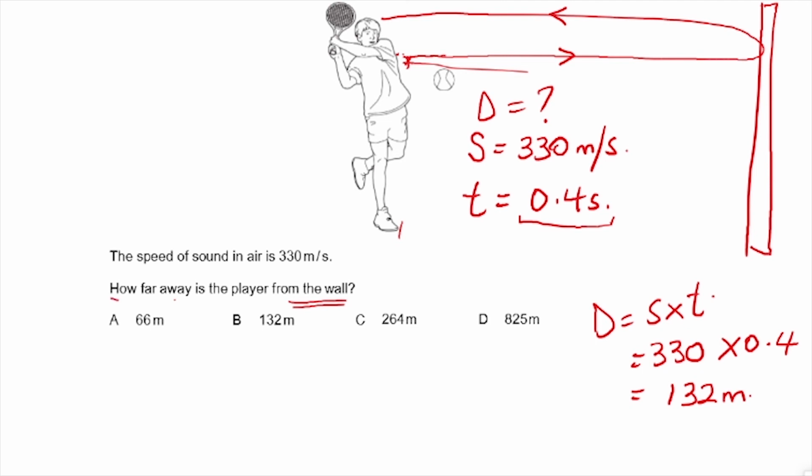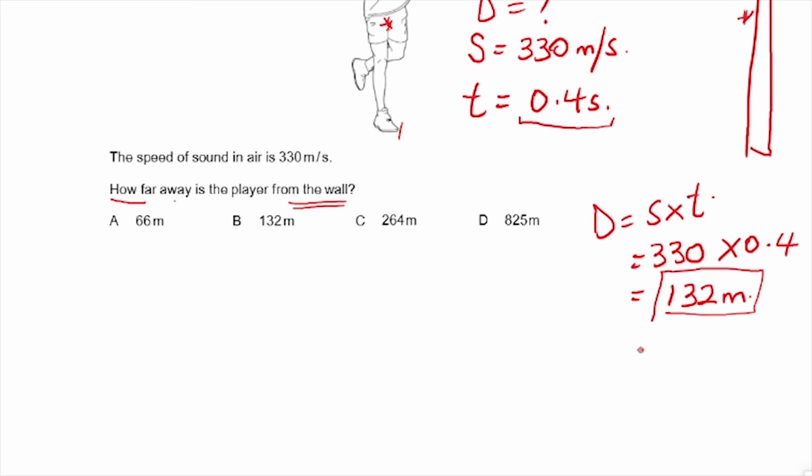But the question says, how far away is the player from the wall? And this sound wave, he is able to listen to it because it traveled twice that distance. In other words, it first hit the wall, then it came back to his ear. So this 132 meters is twice the distance from this young man to the wall. So we divide this by 2 to get the distance the player is away from the wall. So the real distance here is 132 meters divided by 2, and we shall end up with 66. So the answer here is A.